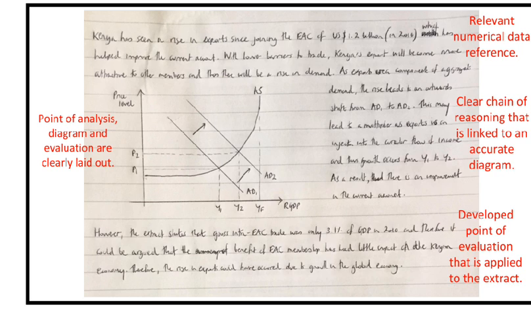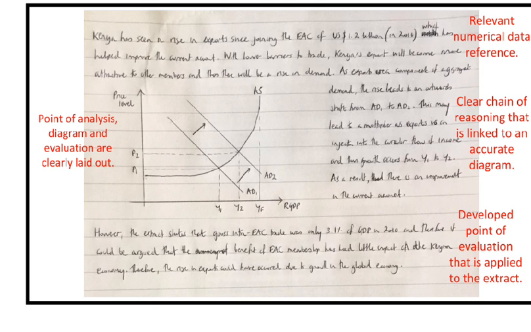There is then a clear chain of reasoning, stating with lower barriers to trade, Kenya's exports will become more attractive to other members, and this will mean that there will be a rise in demand. As exports are a component of aggregate demand, this leads to an outward shift in AD to AD2. Again, link to the diagram.